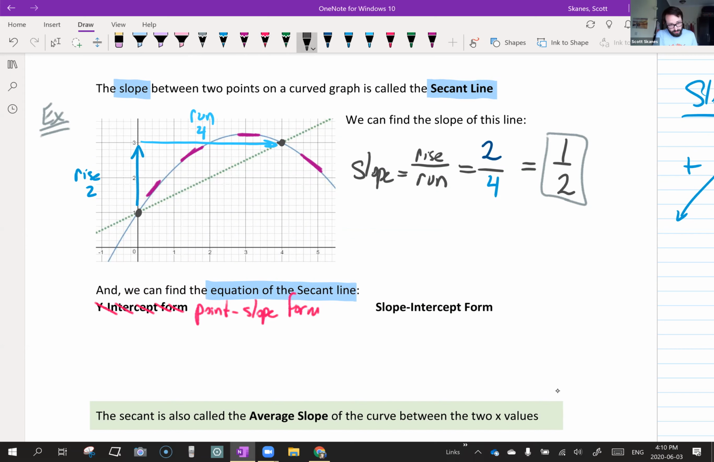And this form looks like this. I'm not going to use it. I just want to write it down in case you choose to use it sometime. It's harder to use. Slope-intercept form is the one that everyone knows, the one that everyone loves. y equals mx plus b.